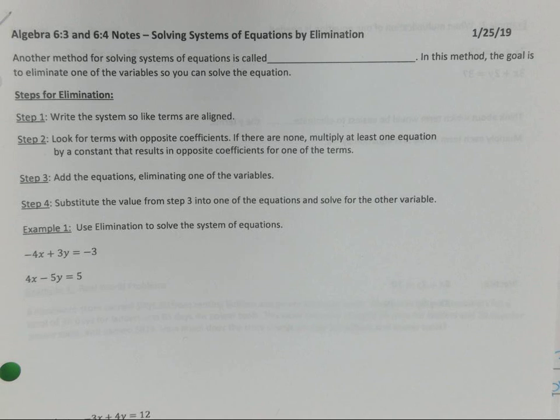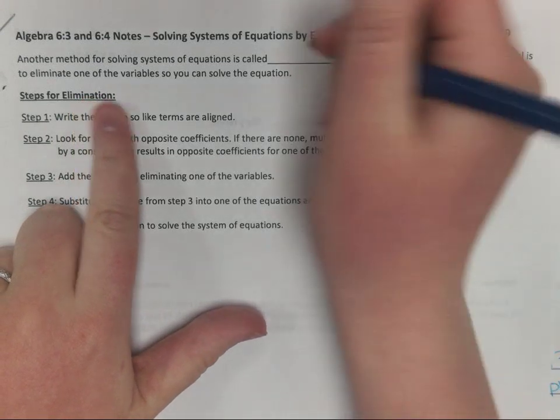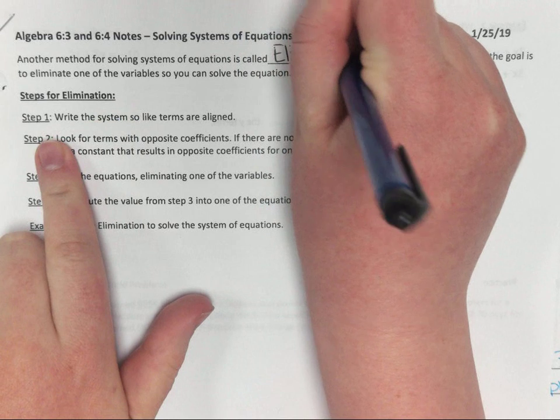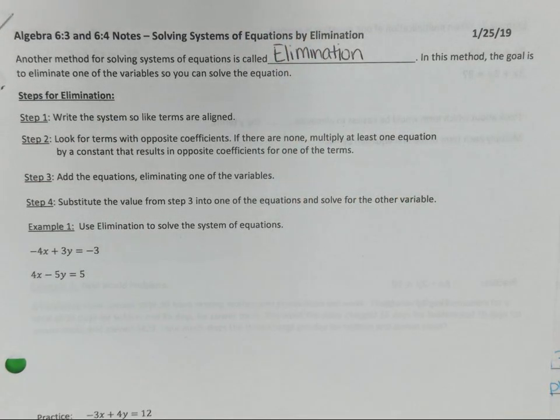The second way was substitution. Substitution is where you solve for one of the variables. It doesn't matter which one. And then you plug it into the other equation, solve, and then plug everything back in and solve. Okay? Elimination, guys, guess what we're going to do? We're going to eliminate a variable. So another method for solving systems of equations is called elimination, and this is our third and final way.